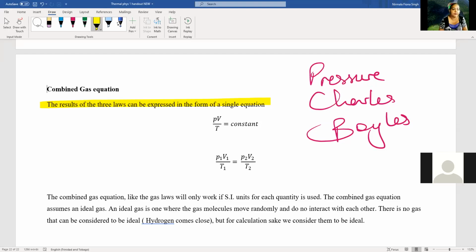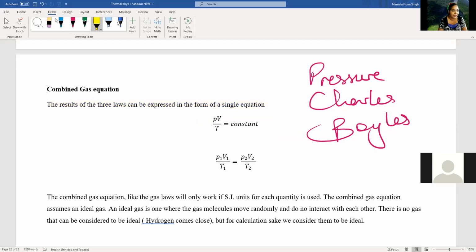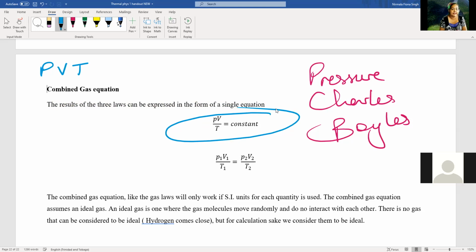Okay, so this afternoon we're going to be doing our combined gas equation, as you just heard. I didn't touch on any of the equations before because we can combine all of the laws, our three laws, which are pressure, Charles and Boyle's, into one equation. So let's look at our equation. Remember, I told you that we have three quantities that we're always concerned with. When it comes to gas laws, we have pressure, volume, and temperature. And we can put those three of them in one equation that states PV over T is a constant.